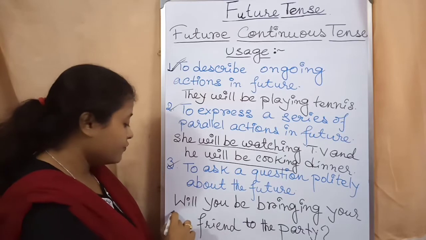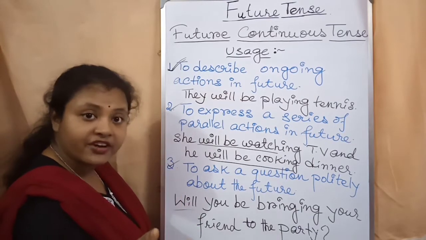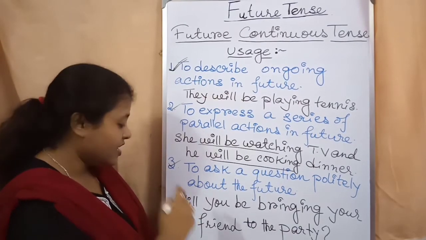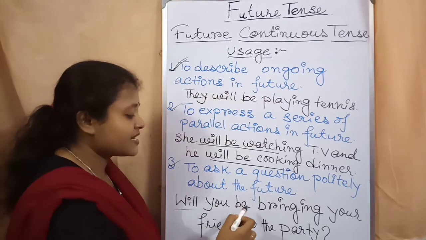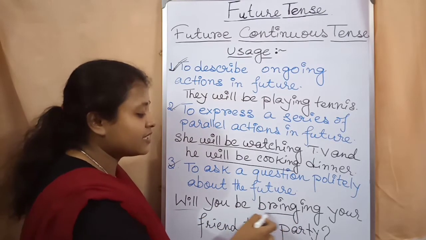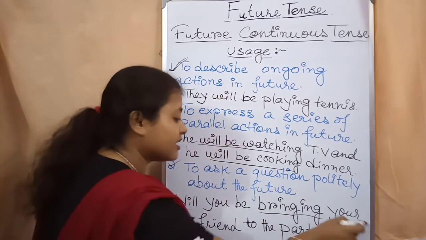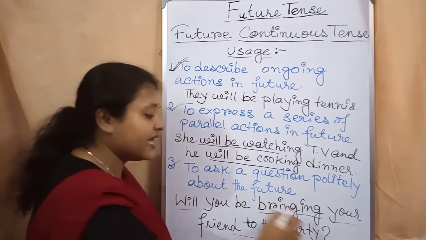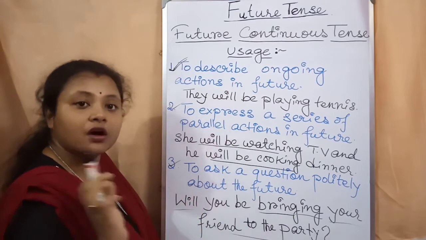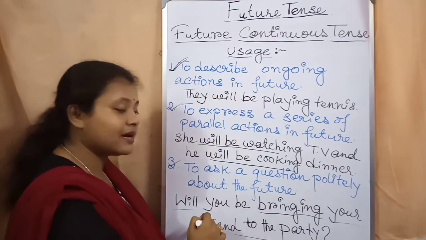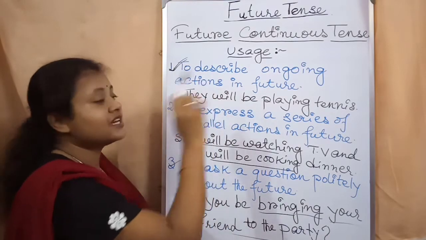What is the rule? First, will, as I have already discussed to you. Will, after that the subject, then be, after that the present form of the main verb, after that ing, and after that the object. And at the end, the question mark follows. Okay, students? So this is an example of future continuous tense.